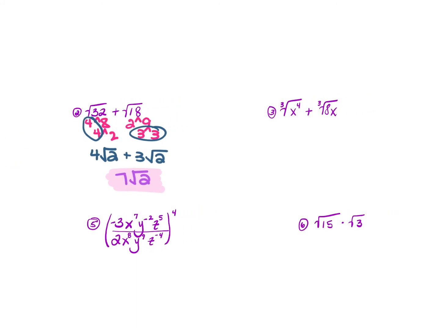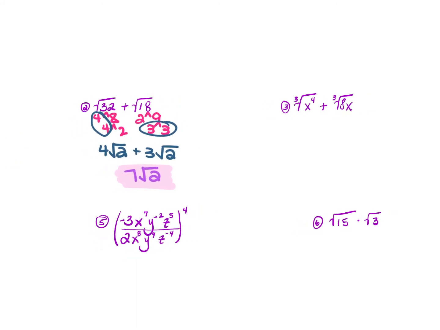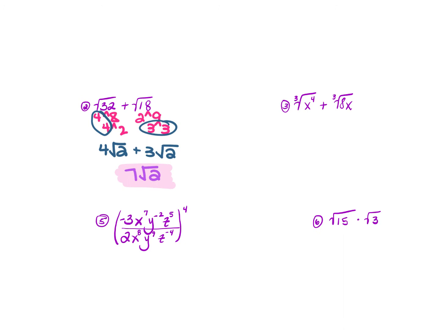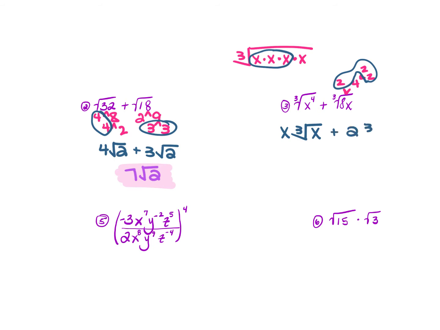For number 3, you have the cube root of x to the 4th power plus the cube root of 8x. That cube root of x to the 4th power, think of it as x times x times x times x. Your index is 3, so you want 3 of the same term. So that's going to give you x times the cube root of x. The 8 underneath the cube root of 8x, that is 2 and 4. 4 is 2 and 2. So you have 3 of the same term. So that's going to be 2 cube root x.